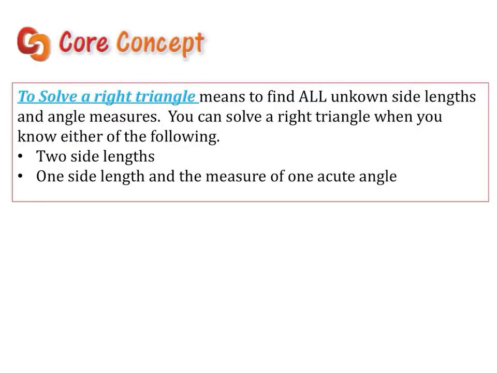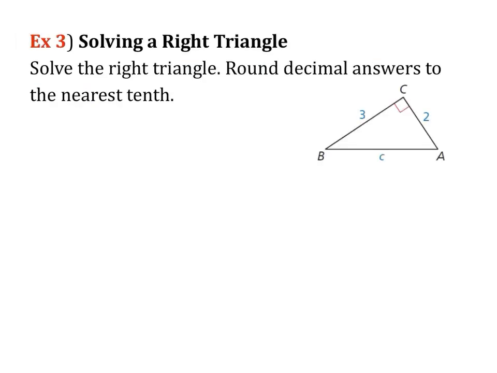All right, so based on what we've done so far, let's just establish one core concept in this particular section of Chapter 9: to solve a right triangle. When you see this verb, what it means is that you're finding all unknown side lengths and angle measures. So you can solve a right triangle when you know either of the following: 2 side lengths or 1 side length and the measure of 1 acute angle. Remember, our decision chart helps us figure out which strategy we need to use in order to find all the unknown parts. All right, so let's practice solving all the parts on this given right triangle.